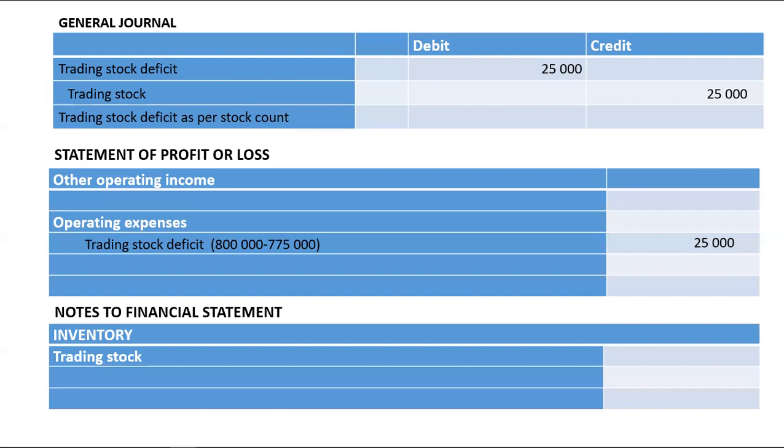Meaning that when we go to the notes to the financial statements under the inventory note, we are going to have trading stock. But whatever you put under the inventory note must always be stock as per stock count. Not the one that you have in the trial balance, but stock as per stock count, which was 775,000. All right, let's move on.